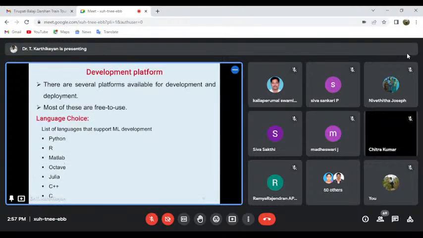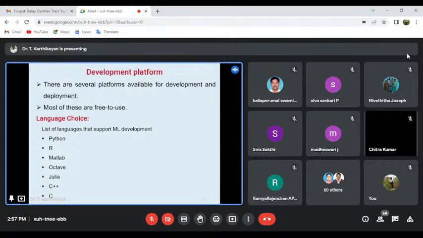The next one is the development platform. What is the development platform? There are several platforms available for development and deployment. Most of these are free to use. In some cases, we may have to incur a license fee beyond a certain amount of usage. So most development platforms are free to use, but if it exceeds a certain amount of data, then we need to pay some amount.